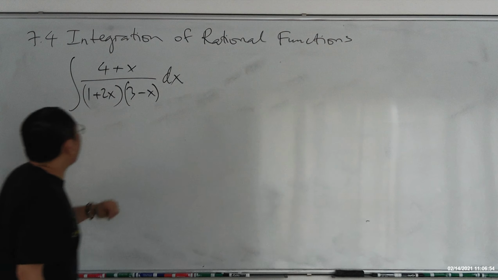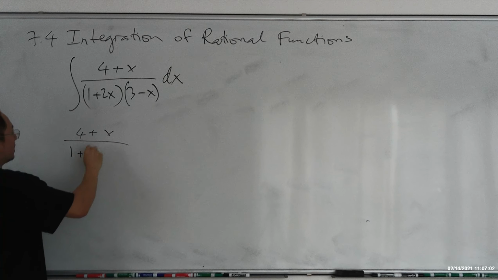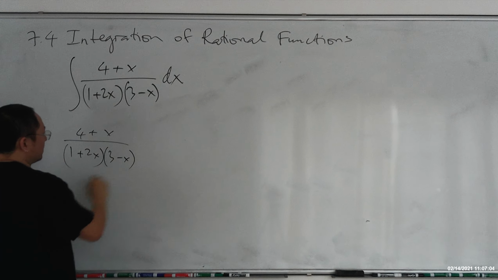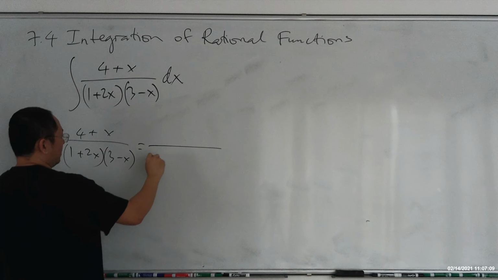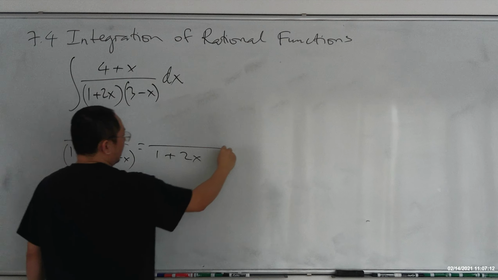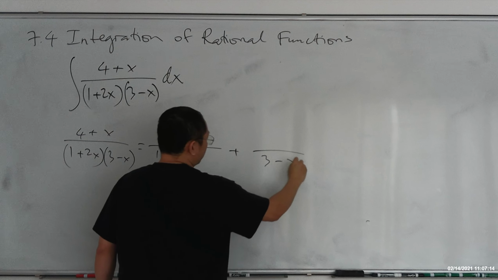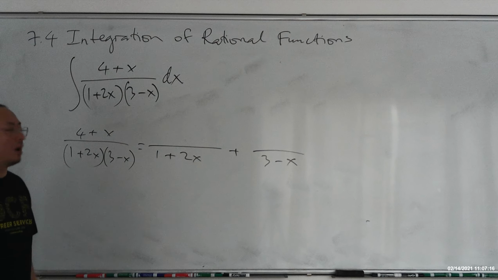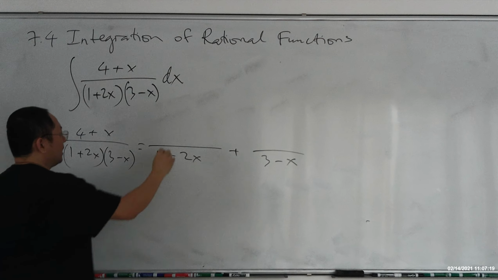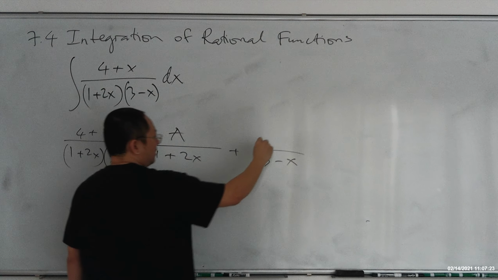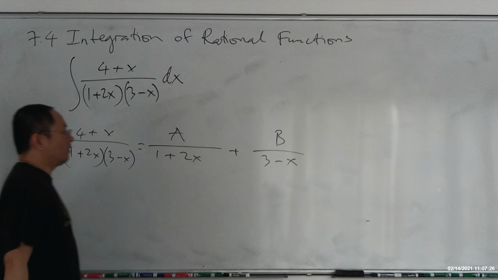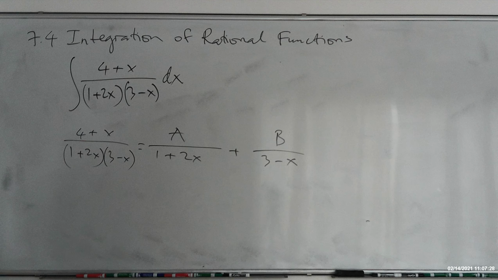Let's go back to our problem. So we have to decompose the fraction. I have 4 plus x over 1 plus 2x times 3 minus x. And if I decompose this, I should have two denominators. The first one is going to be 1 plus 2x, and the second one is going to be 3 minus x. They're both linear with multiplicity 1. See, no exponent, so that's simple, right? The denominator is linear, so the numerator is just going to be a constant. And we have to solve for just two constants, A and B.